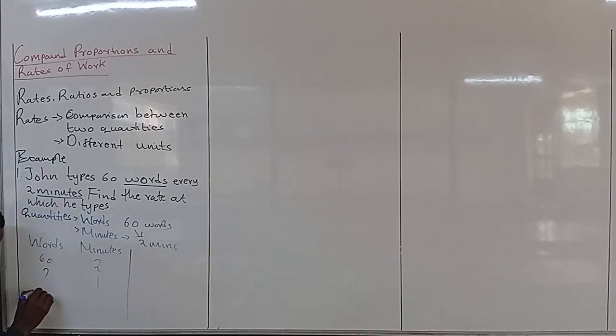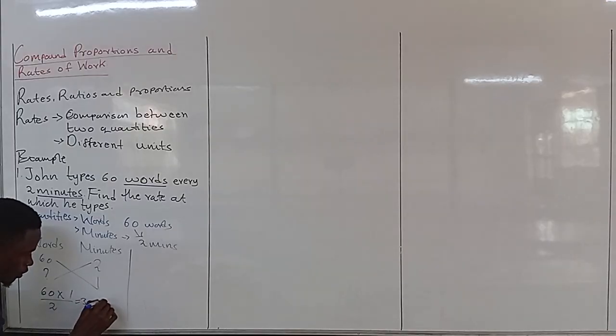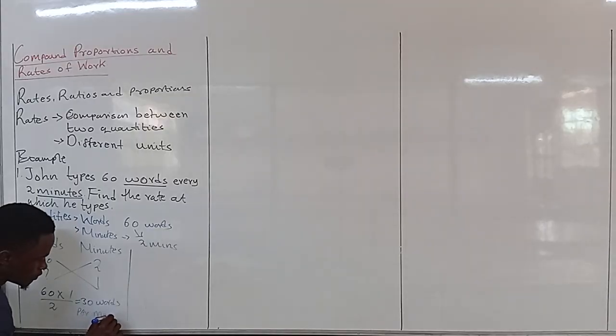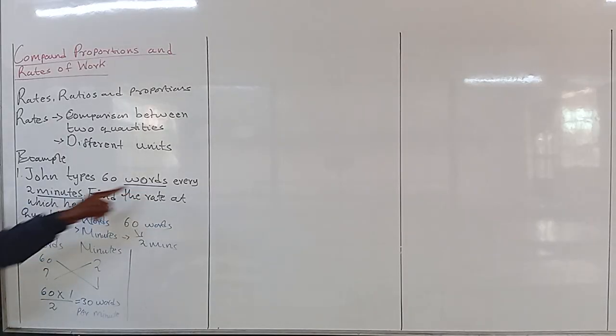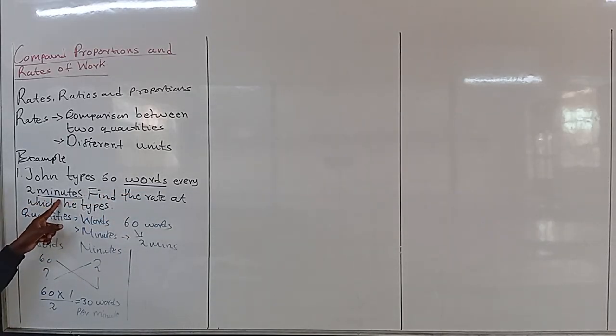So we are going to have 60 times 1, we do the cross multiplication, and then divide by 2. We are going to get 30 watts per minute. So it is 30 watts per minute. In this case, we are comparing two things. Number 1, we have the watts, and number 2, we have minutes taken. So in this case, John types 30 watts per minute.